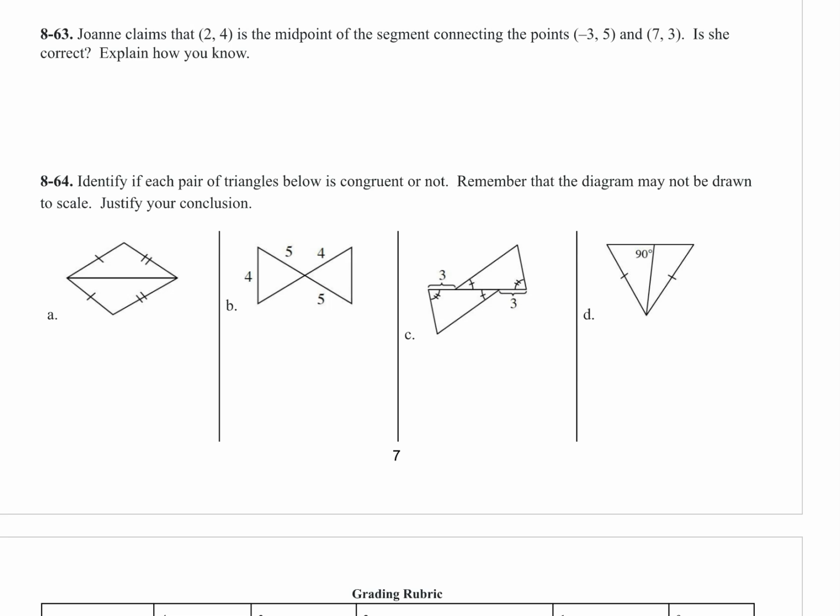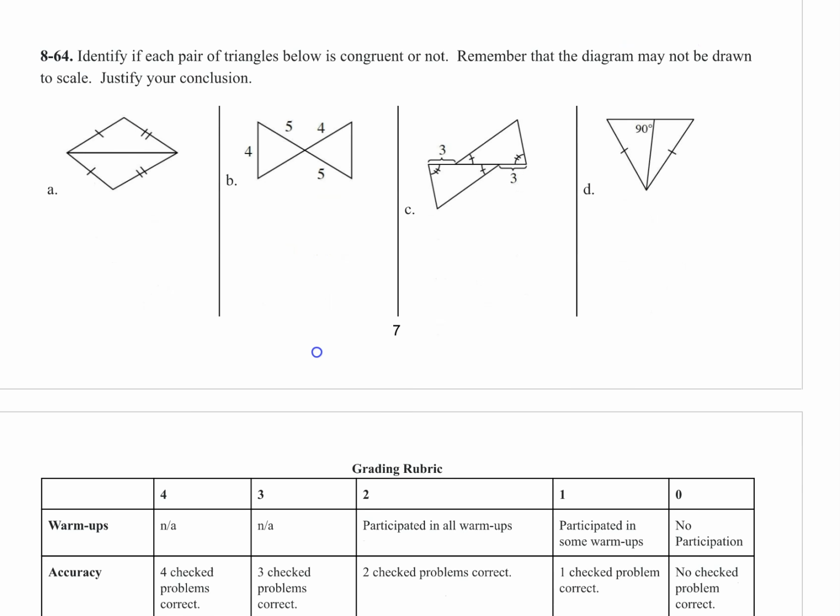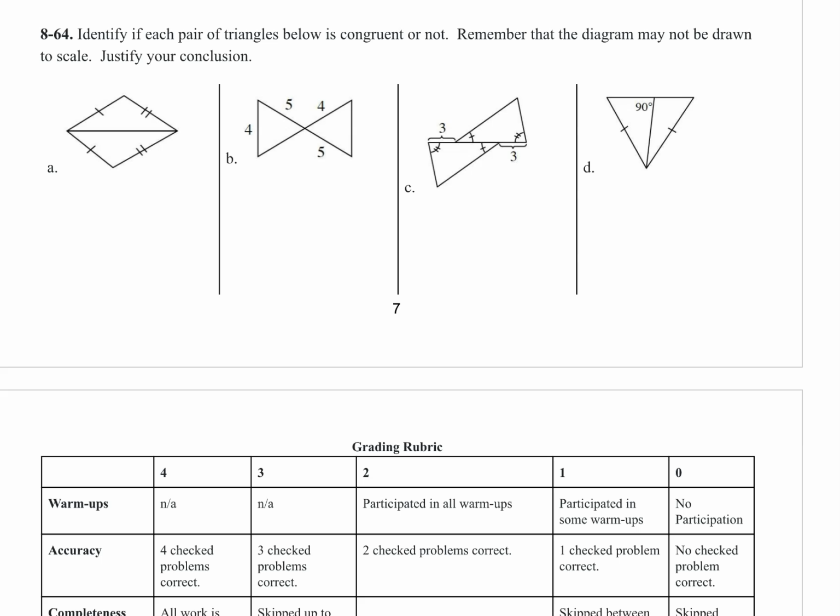63. Find the midpoint. Seems like you guys understood that one, so I'll let you do that one. Alright. Justify. Are the triangles congruent? Yes or no? And justify means use one of those 3-letter congruence conditions.